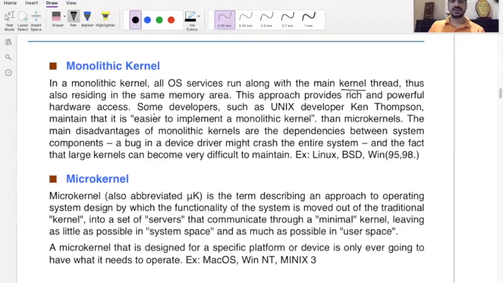So we'll see that. Some developers, such as the Unix developer Ken Thompson, I told you about him, he's a white hat hacker. White hat hacker means an ethical hacker. Ethical hackers come under white hat hackers. So this Ken Thompson did research on the Windows operating system, and found that there are many flaws and many different problems related to viruses and hacking.